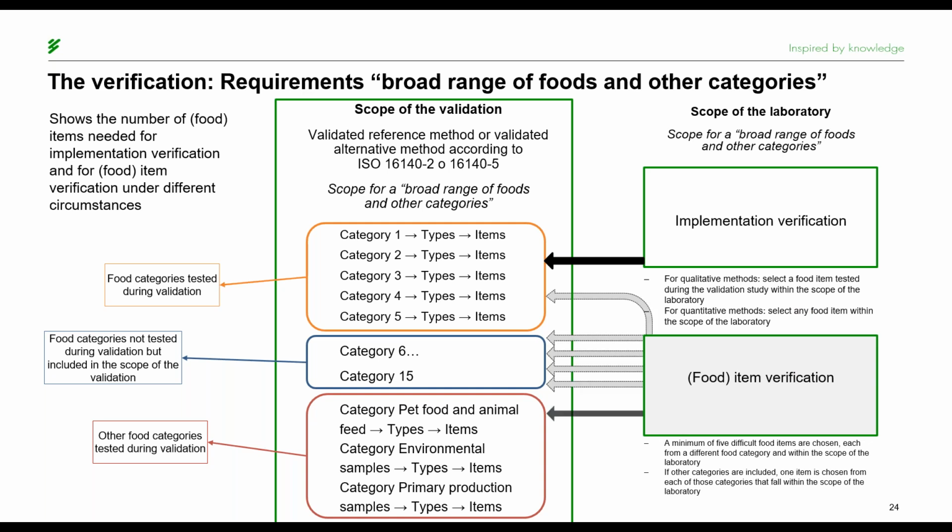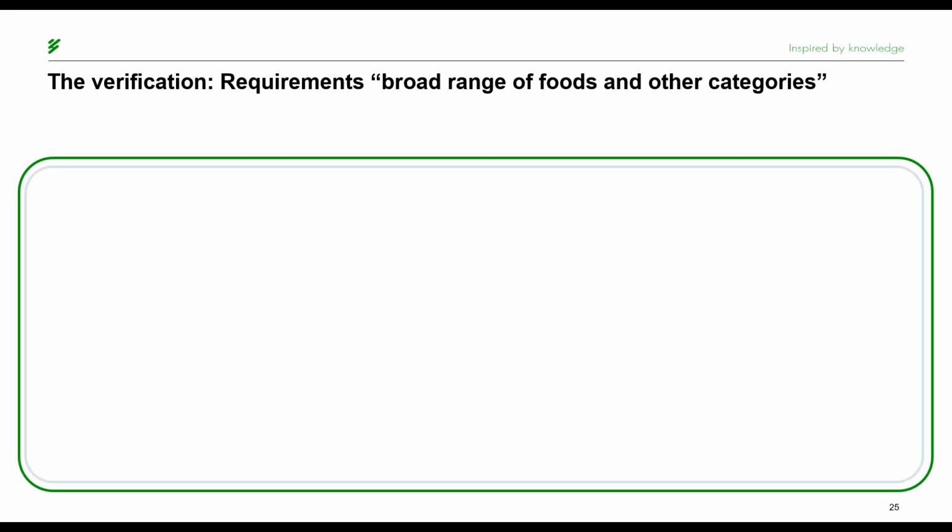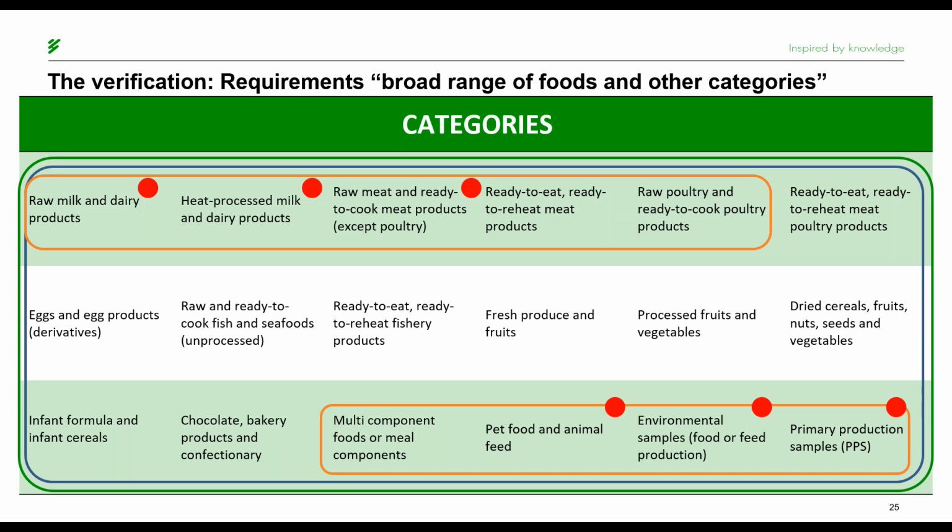So here we have again our categories, and it changes a bit. We see the scope of the method includes these other categories. The scope of the validation includes them as well, as we can see here. Some have been tested during the validation in red, and in orange, the scope of the laboratory, in which we have said one article should be chosen from each of these other categories to be included for the verification.